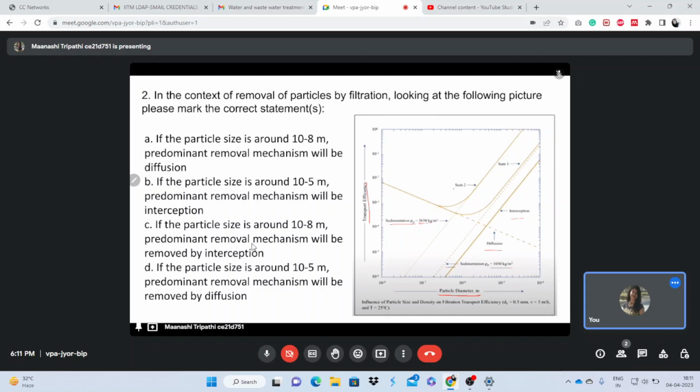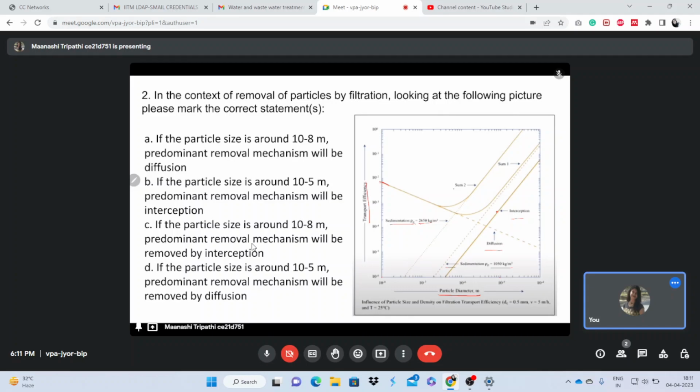What will happen? The first option is, if the particle size is around 10 raised to power minus 8, the predominant removal mechanism will be diffusion. So here we can see, yes, diffusion is there. Next is, if the particle size is around 10 raised to power minus 5, the predominant removal mechanism will be interception. So yes, it's above diffusion, so it will be interception.